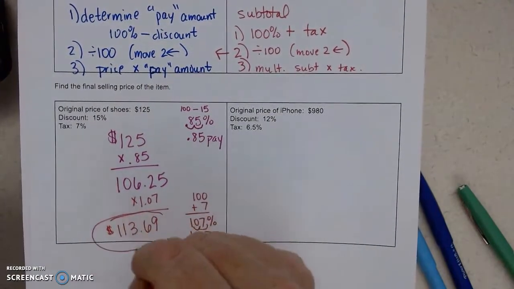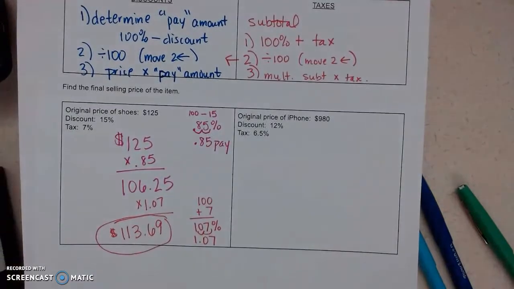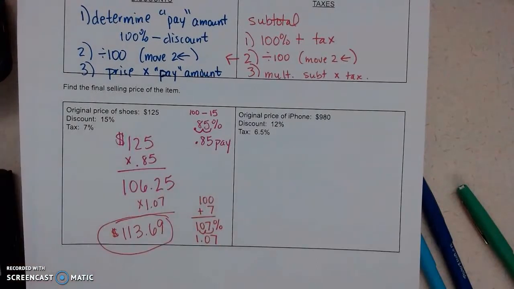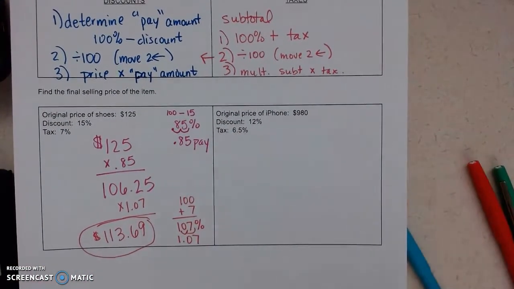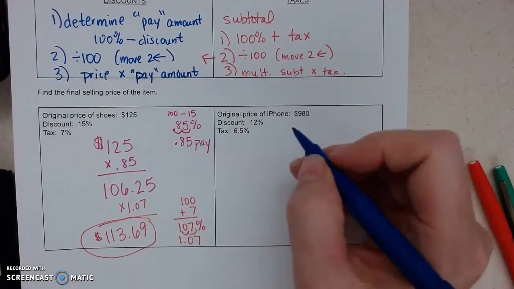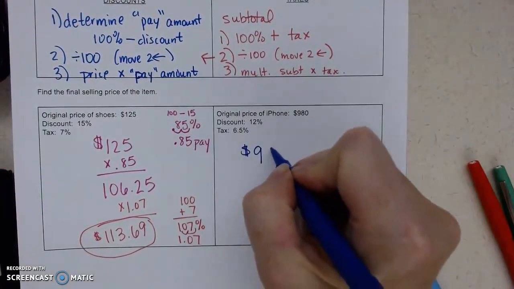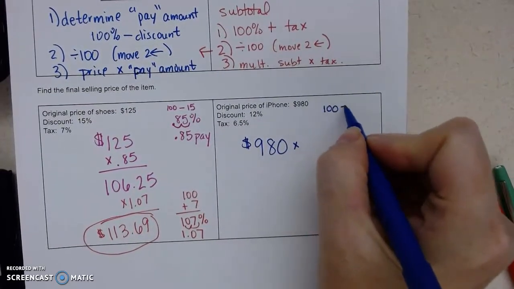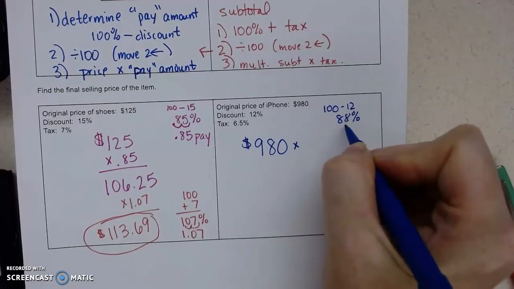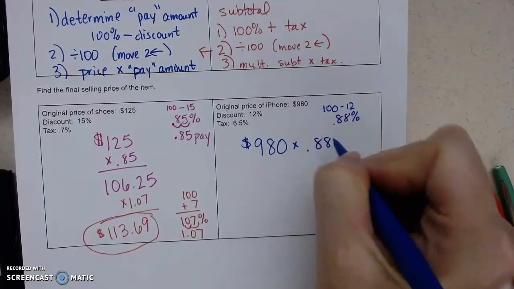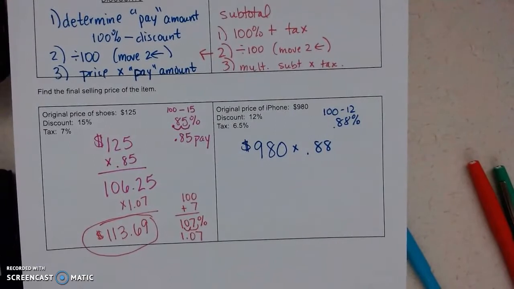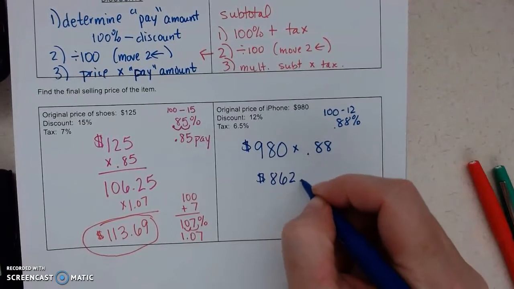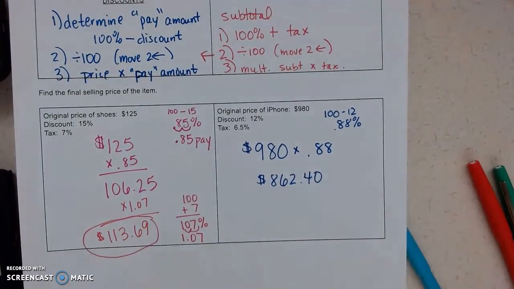So notice, on my strategy, you don't have to do any adding or subtracting with the amounts that you find. It's just with the percents. So let's make sure we get it. So let's talk about this iPhone for $980. So I got $980, and I need to actually figure out how much am I paying. So 88% of that, which makes it times 0.88. So my subtotal is going to be $862.40. That's my subtotal.